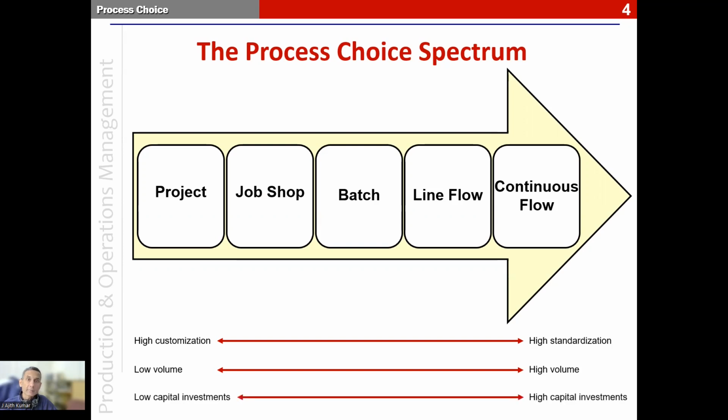Finally, let's say capital investment. Capital investment is typically very low in a project type of process, whereas in comparison to a continuous flow where it is relatively much higher. So like this, there are many other dimensions on which the process types vary from each other. As you go from the left to the right, either they increase in that dimension or decrease in that dimension. And we will see that as we go down and see later videos in this series.